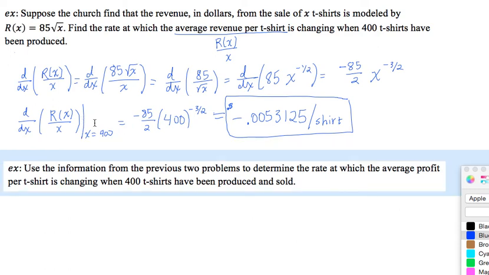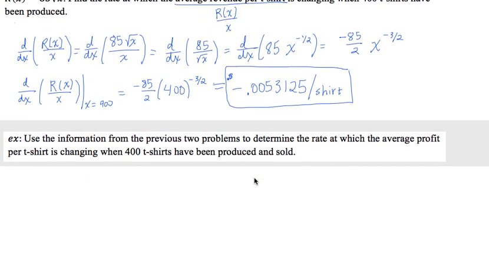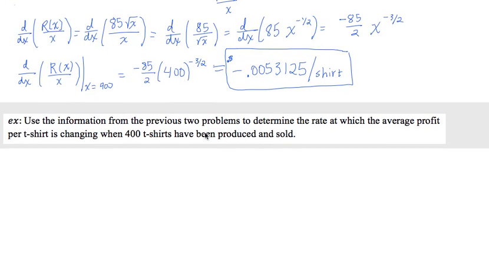So now we're going to use the information from the previous two problems to determine the rate at which the average profit per shirt is changing when 400 shirts have been produced and sold. Okay, so now we're going to put this all together. So the average profit per shirt.